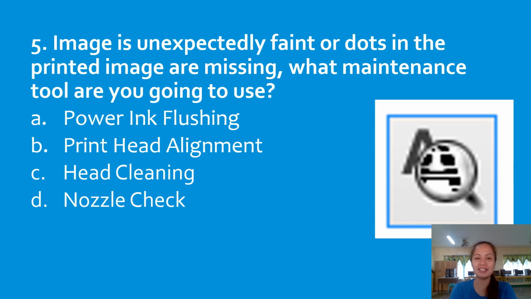And this question is, the image is unexpectedly faint or dots in the printed image are missing. What maintenance tool are you going to use? A. Power Ink flashing. B. Print head alignment. C. Head cleaning. Or D. Nozzle check. 5 seconds to answer. Time is up. The answer is letter D.